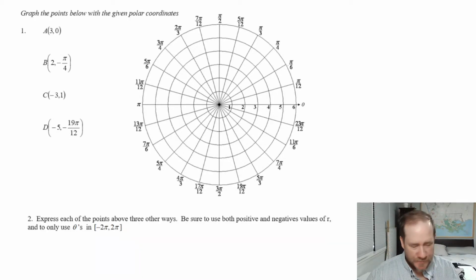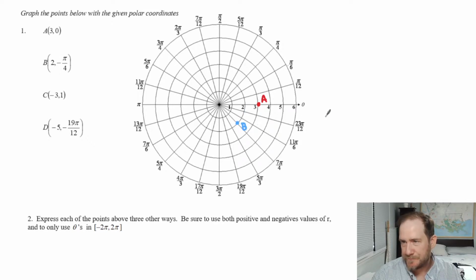Alright, looks like we're plotting points first, which I think everybody's got down pat. If you understand it, then just move on. But to plot the point 3, 0, you just go out a distance of 3, and then you don't rotate at all, so you just get a point right there, and that will be point A for us. Point B wants us to go out a distance of 2 and then rotate through an angle of negative pi over 4. So that'll plop us right there.